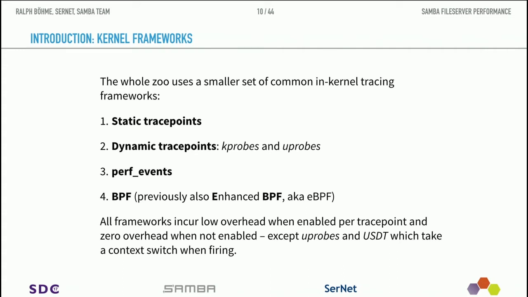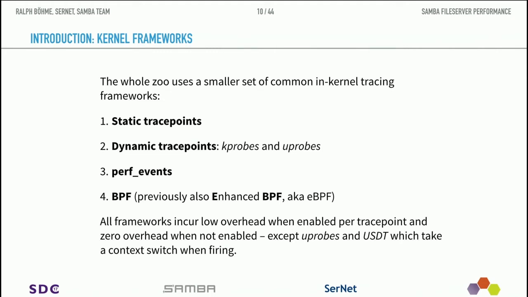So the whole zoo of software projects that I showed earlier actually use a smaller set of common infrastructure, frameworks that are actually in the kernel and provide the tracing stuff. To get the terminology here: these are called static trace points, which are those that you insert, actual code, macros, whatever, into your application or that are in the kernel.